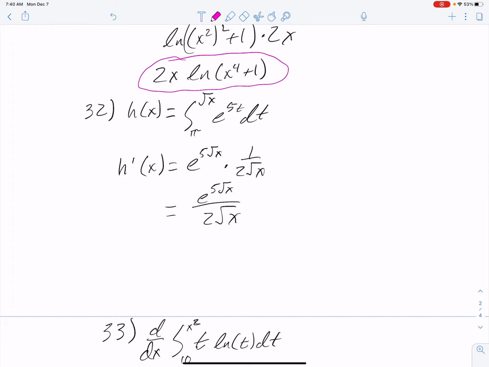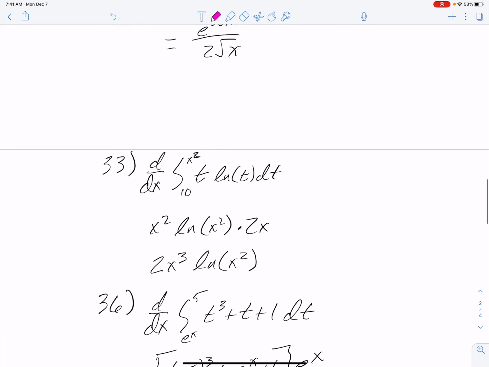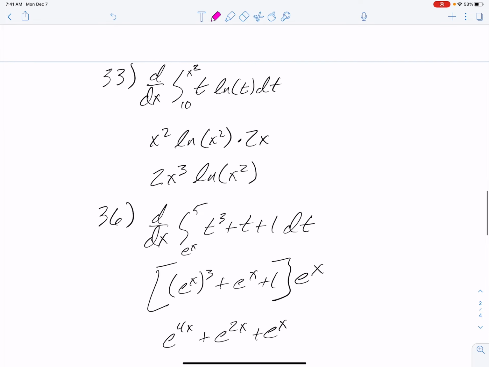32, again, I substitute in wherever I see a t value, so I end up with e to the 5 root x, and then I know my derivative for square root of x is 1 over 2 root x. Again, you're taking the derivative of what you substituted in. So 33, again, I substitute in the variable wherever I see t values, so that's going to get me x squared natural log of x squared, and then I take the derivative of what I substituted in.